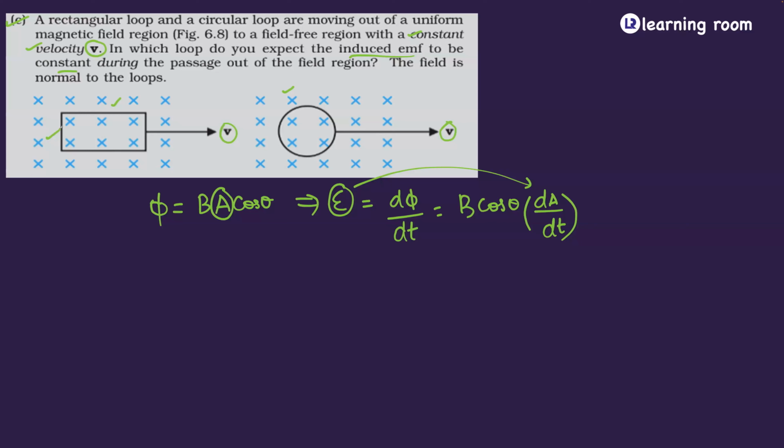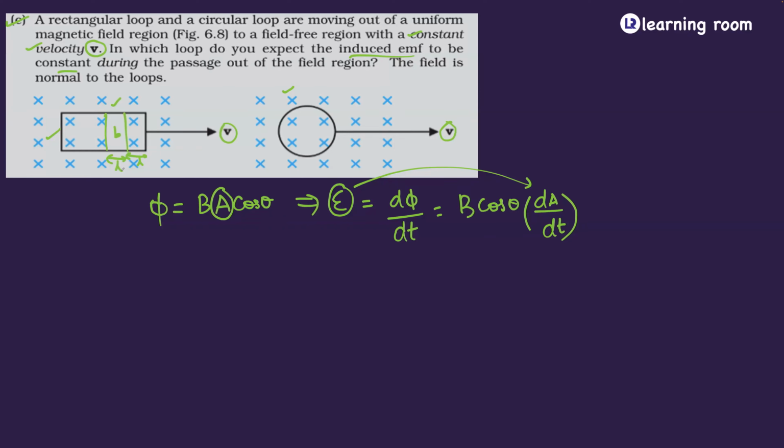Because let's say in 1 second, L unit of rectangle comes out. Let's say this height is L and this width is B. Then what is the area that is coming out? L into B. In the second second, another piece of L would have come out. Then what is the area that comes out in the second second? It is also going to be L into B. So the rate at which the area is coming out is going to be L into B in all the cases because of constant velocity.